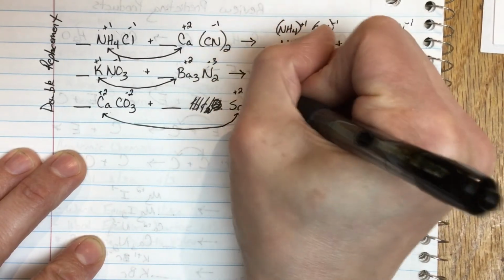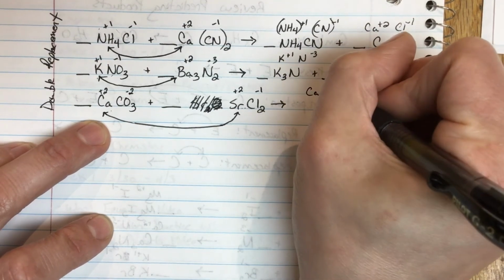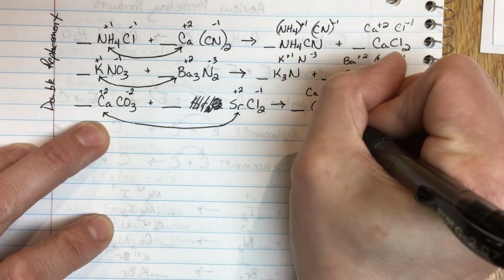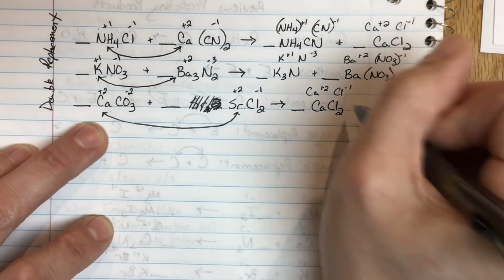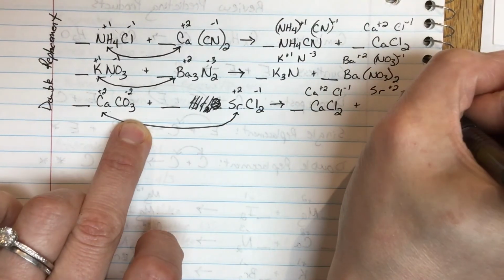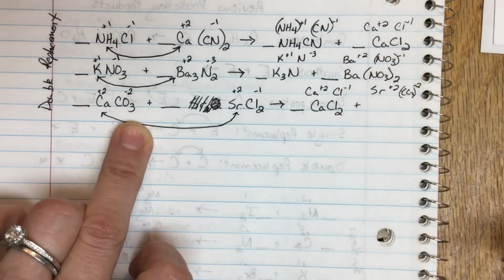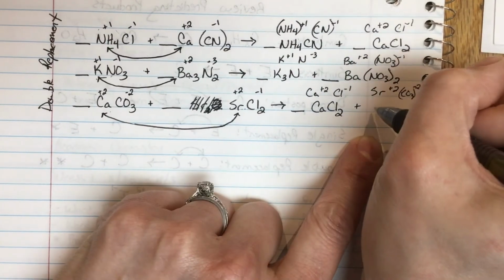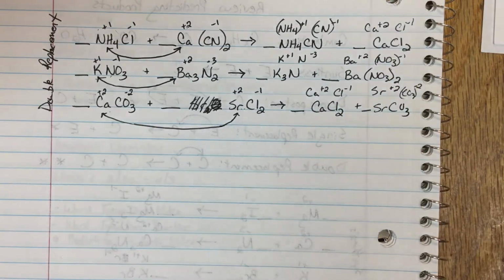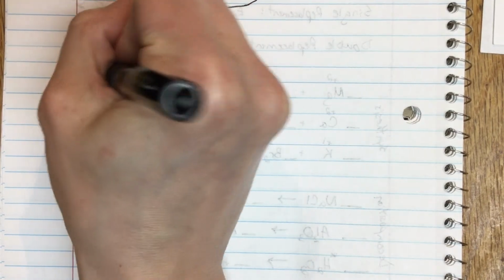Strontium is a +2, and chlorine is a -1. Again, we're going to have our calcium, which is a +2, go with our chlorine, which is -1, CaCl2. And then we have our strontium going with our carbonate, CO3, -2. Squeezing in there. Again, +2, -2, they cancel each other out, so we end up getting SrCO3. So last but not least, we have our 3 last examples.